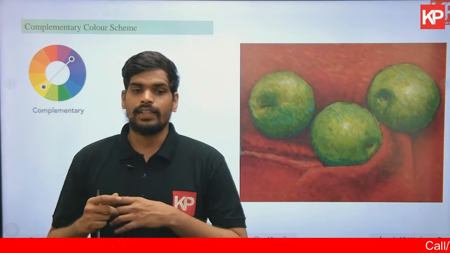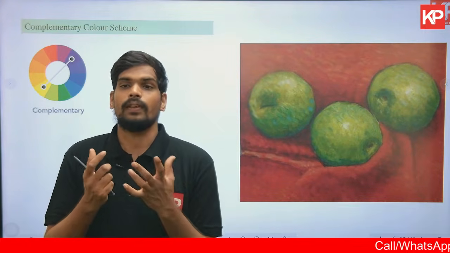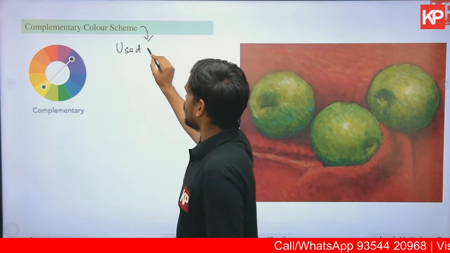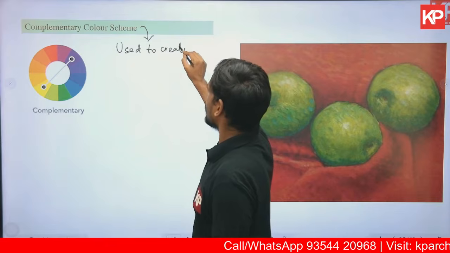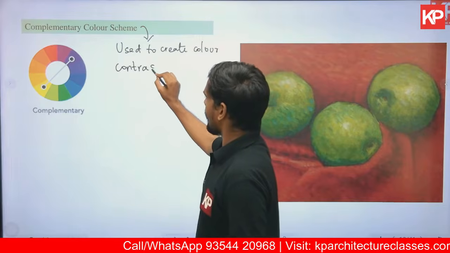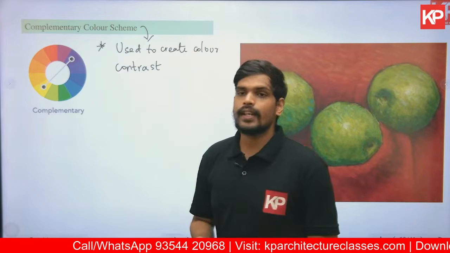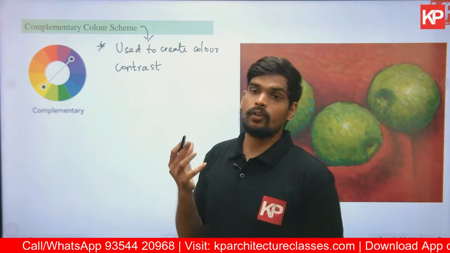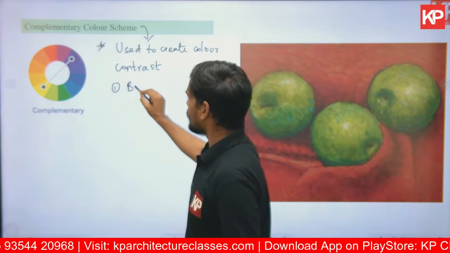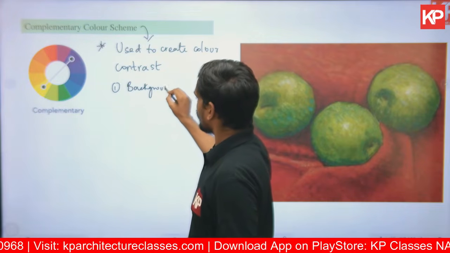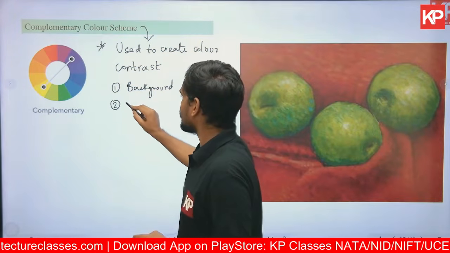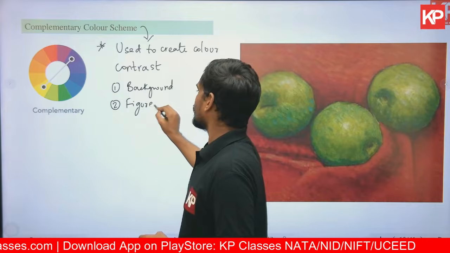So what are complementary colors? Complementary colors are basically used to create contrast. So complementary color scheme is used to create color contrast. Where do we require color contrast? When you want an object to stand out on the background. So if you are taking 2 complementary colors, one of the complementary colors can be the background, and the second complementary color of that set can be the figure, in figure and ground, or figure and background.